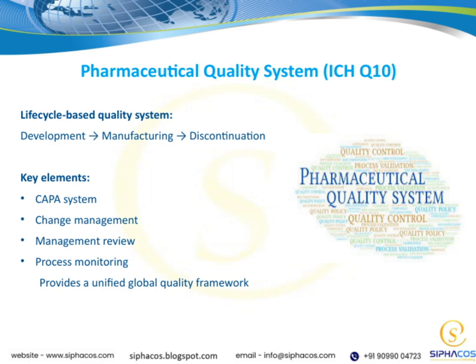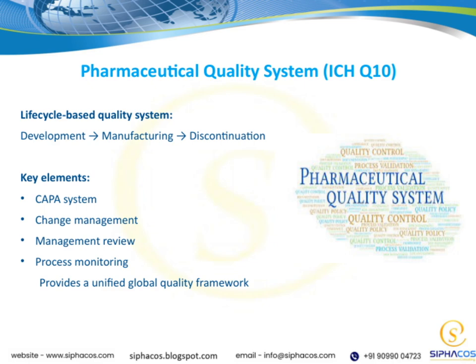Key elements that support this system include the CAPA system, which helps us identify and rectify issues proactively. Change management is also critical, as it ensures any modifications are controlled and do not compromise quality. Management review allows leadership to stay informed and make strategic decisions based on performance data. Process monitoring keeps a close eye on manufacturing processes to catch any deviations early.